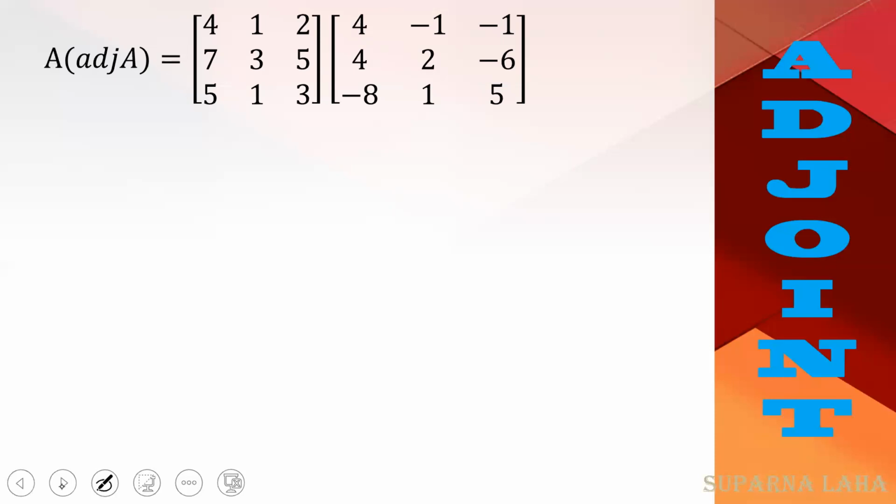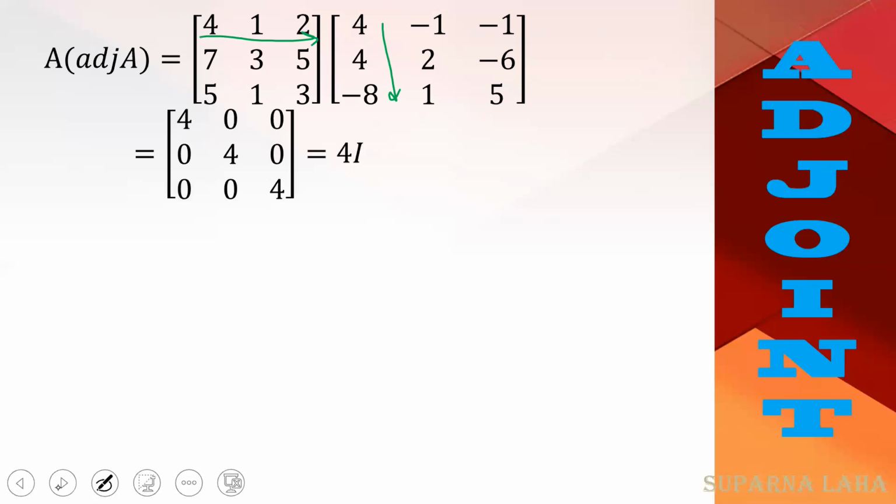Firstly we need to move row with column. You know how to multiply two matrices, so I'm not repeating this multiplication again. If you multiply, I'm just talking about one element and you will solve the others. Okay. So 4 times 4 is 16, and then 1 times 4 is 4, and then 2 times minus 8 is minus 16. So that means this will be 4.